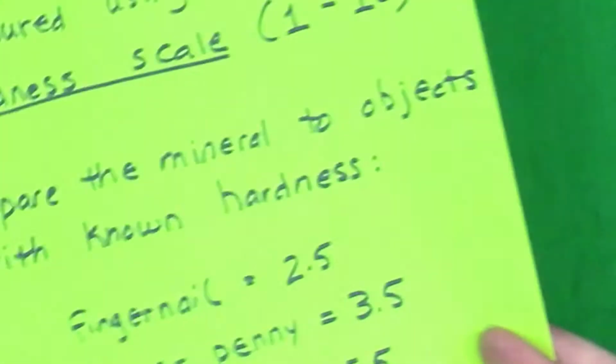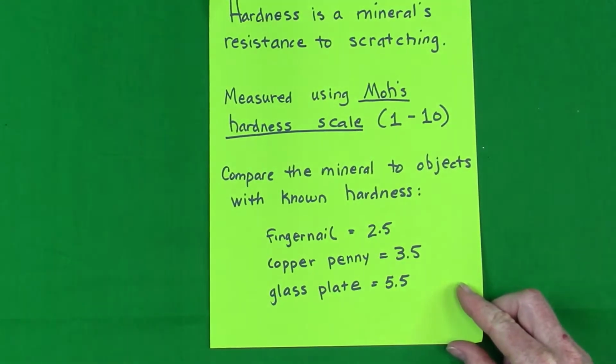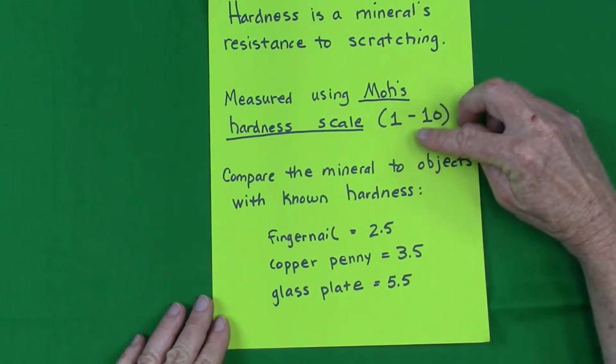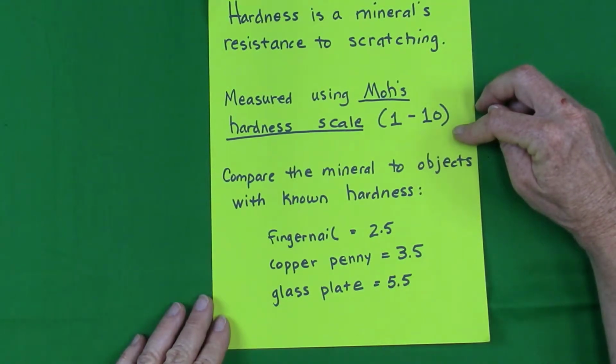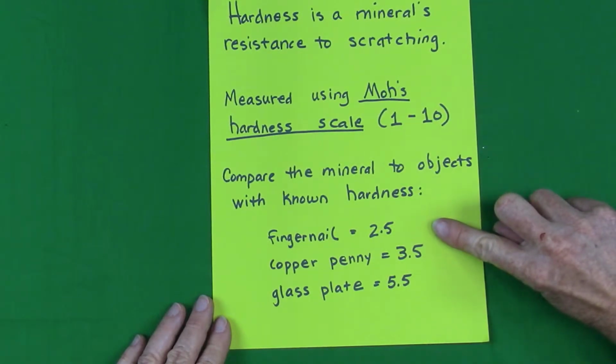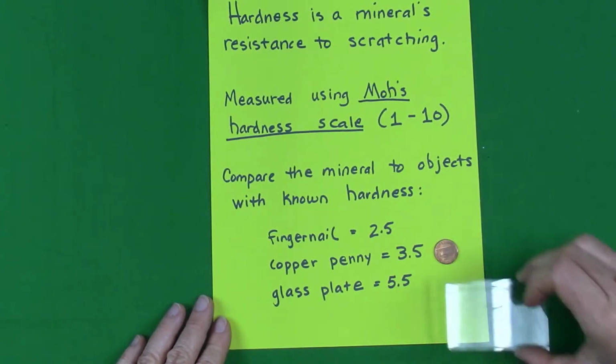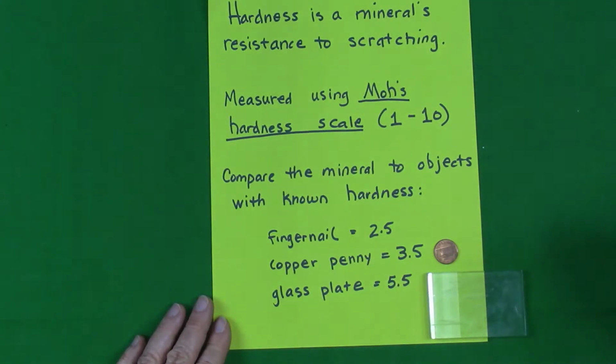And the last test that's very diagnostic for most minerals is the hardness test. So hardness is a mineral's resistance to being scratched. And we can quantify a mineral's hardness using the Mohs hardness scale, and it's a scale that goes from 1 to 10. So in order to test the hardness of a mineral, we compare it to other objects with known hardness. For example, a fingernail has a hardness of about 2.5. A copper penny has a hardness of about 3.5. And a glass plate has a hardness of about 5.5.